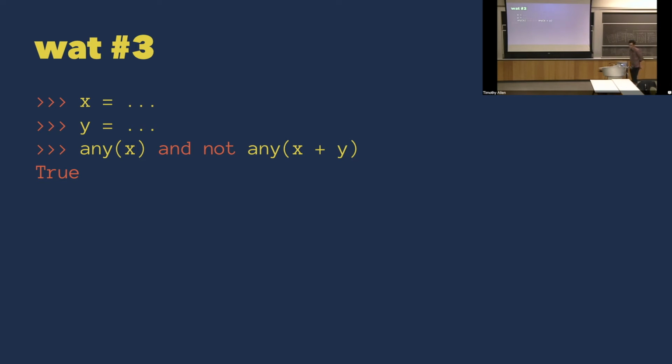All right, number 3. Can we create 2 lists, x and y, such that at least one element in x is true? So we pass a list to any, it checks to see if any of them are true, or truthy, and not any of x plus y. So that means when we append y to x, none of them are true. Anybody know?